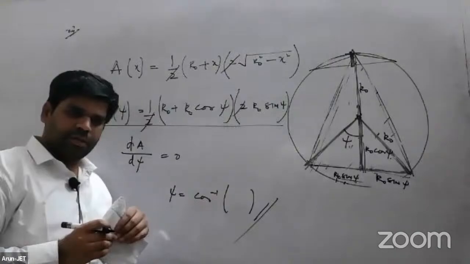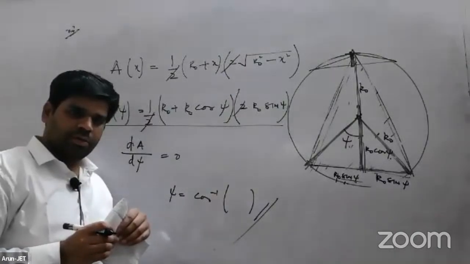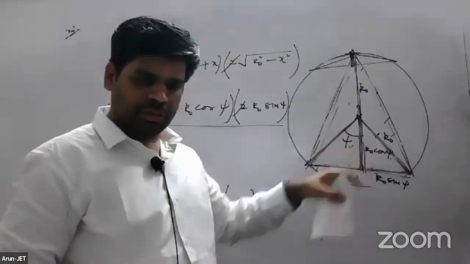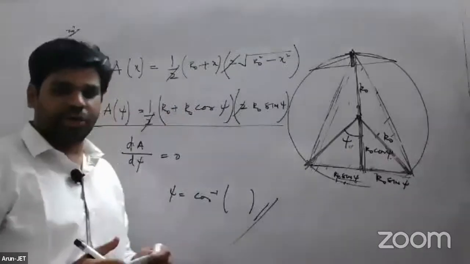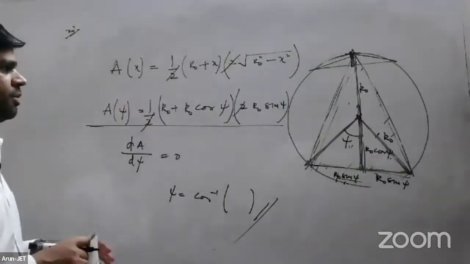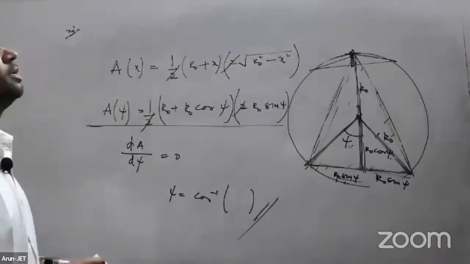Is it what you've done? Sir, I got the answer 3 root 3 r naught square by 4. The angle is 30 degrees, when it is 30 degrees it is making the maximum. You got the angle as 30 degrees. Yes, sir. Okay, all right. So perhaps the angle you got is 30 degrees.